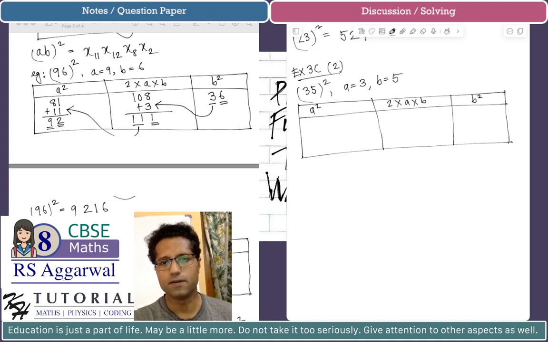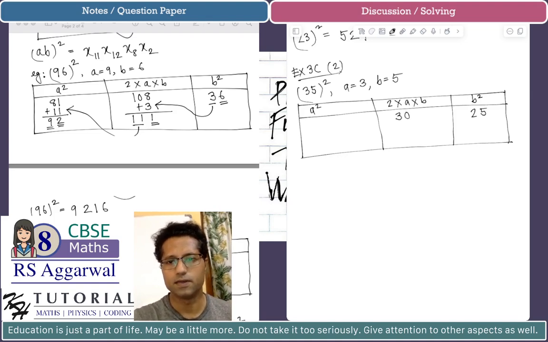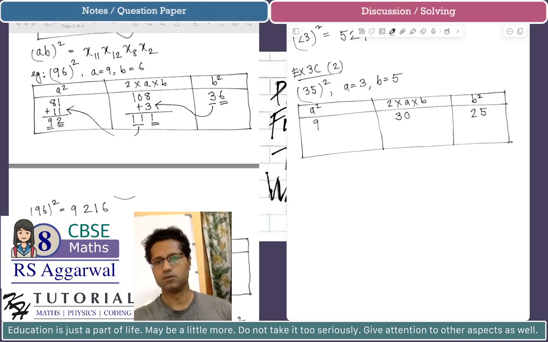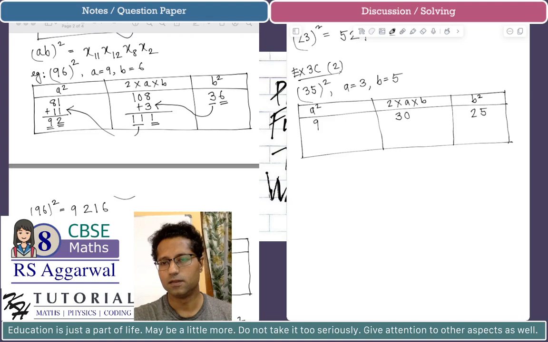So what is B square? B is 5, so B square is 25. What is twice of AB? A into B is 15, so this is 30. And A square, A is 3, so A square is 9. So B square, we see 25, it is a two-digit number. So we will need the digit at the units place. Double underline, 5. And you have this digit left over.